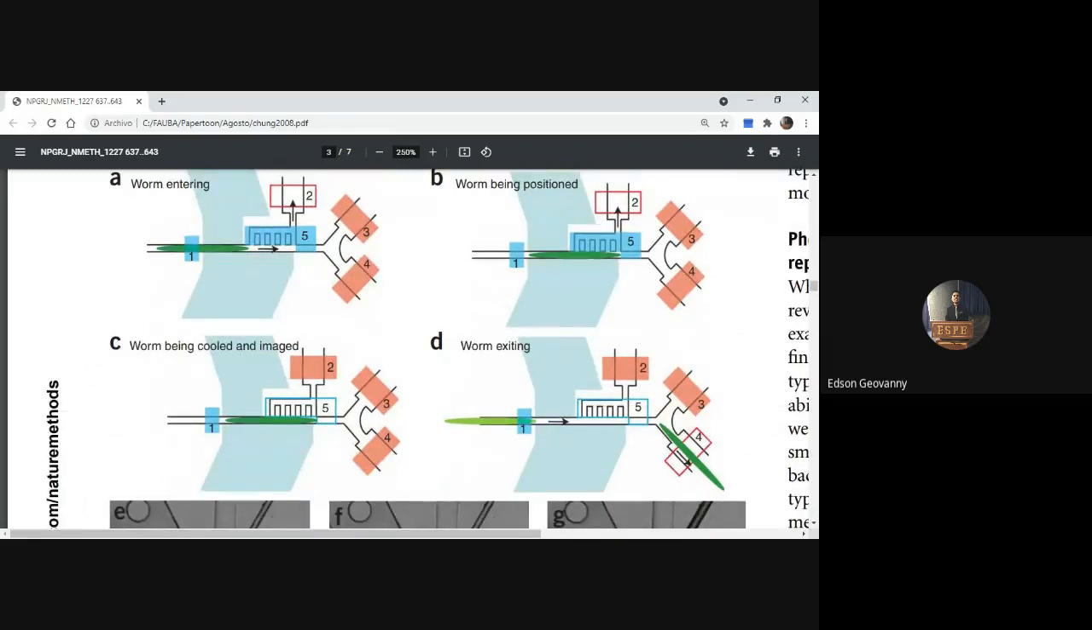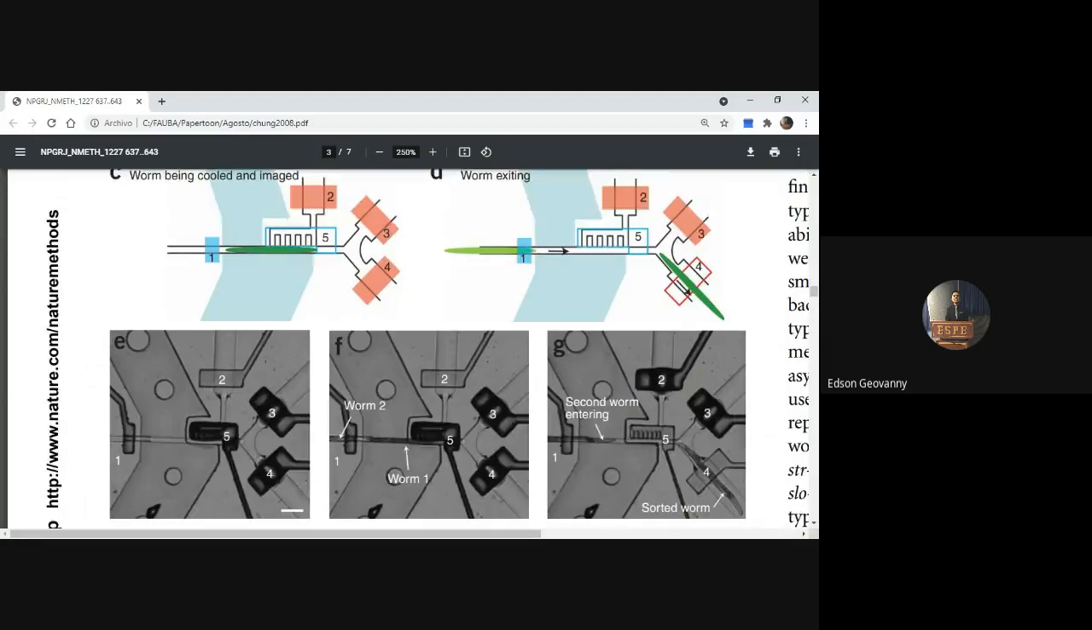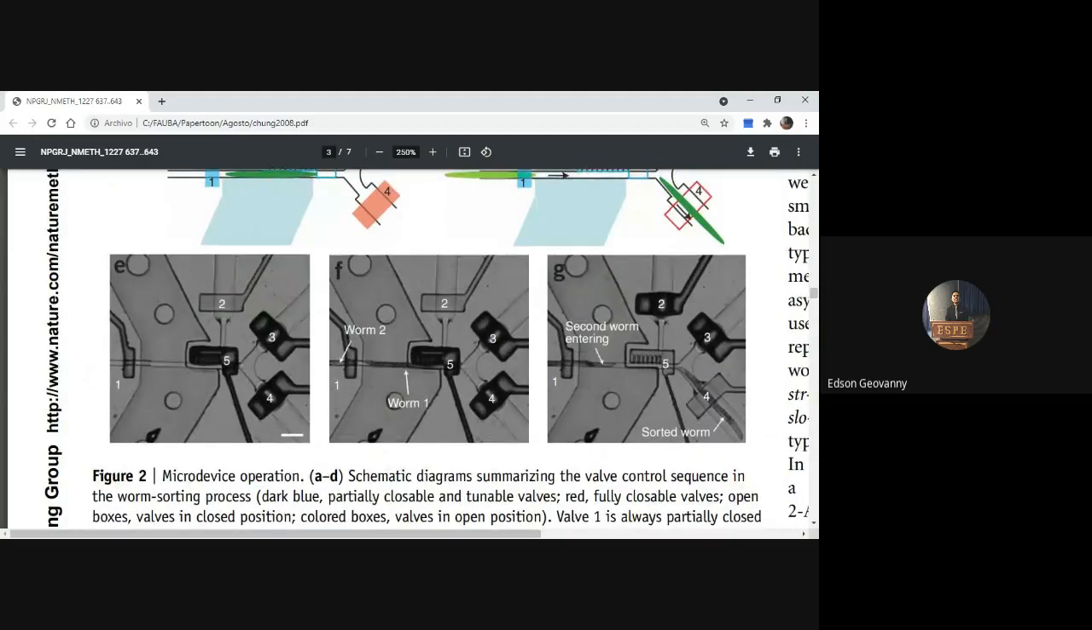First, a single worm is automatically loaded on the chip with constant flow driven by pressure. Then the worm is immobilized. A multidimensional image of the worm is acquired on the chip. Then the phenotype is seen and the images are classified for their respective analysis.